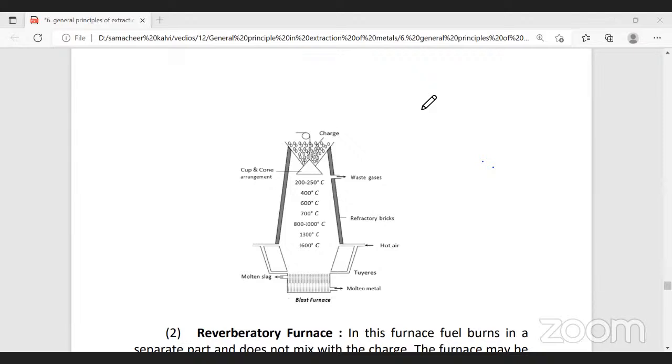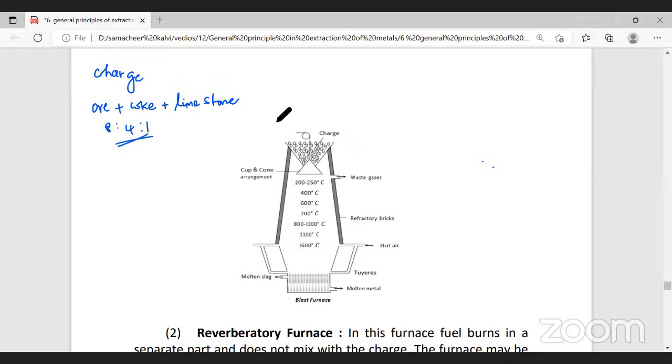Extraction of iron. We'll learn the flow chart for the extraction of iron from hematite, and then we'll continue with the next part of the topic. Yesterday I was discussing something with respect to charge. What is charge? Charge is ore plus coke and limestone in the ratio 8:4:1. This is called charge. Now we'll learn the flow chart so that you understand.